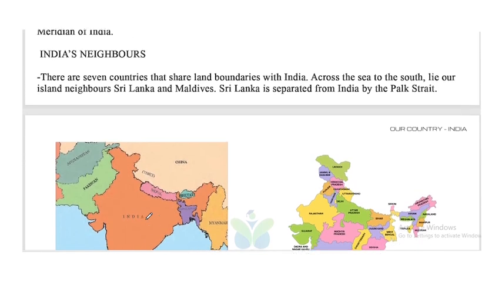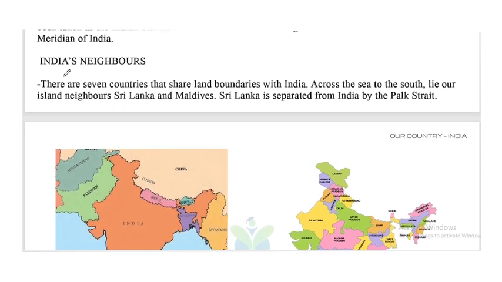Now moving forward, India's neighbors. There are 7 countries that share land boundaries with India. And across the sea to the south lie our island neighbors, Sri Lanka and Maldives. Sri Lanka is separated from India by the Pak Strait.